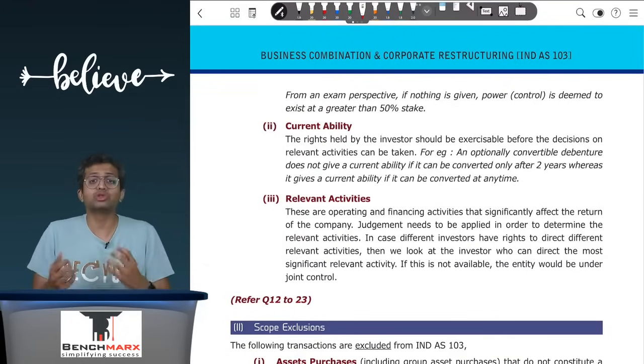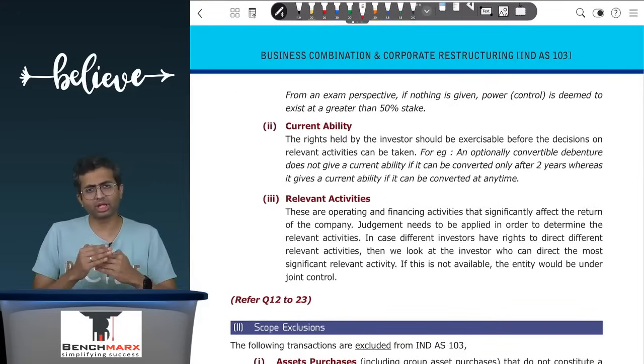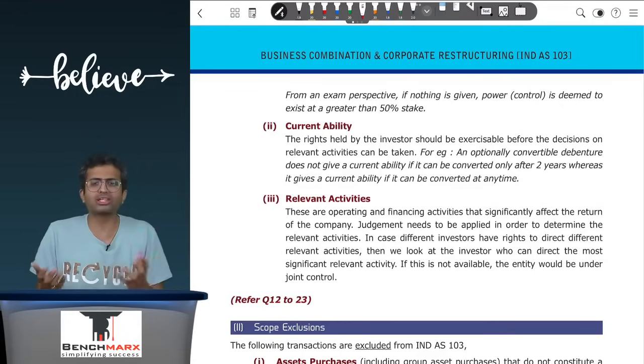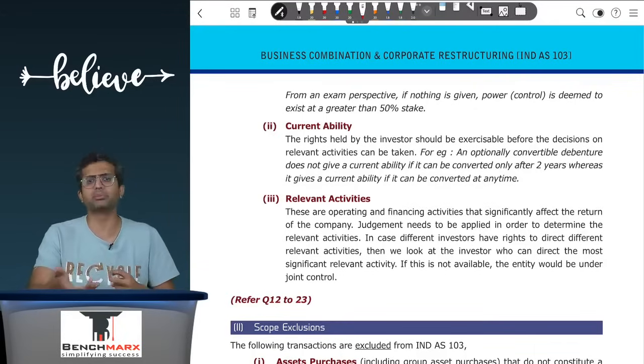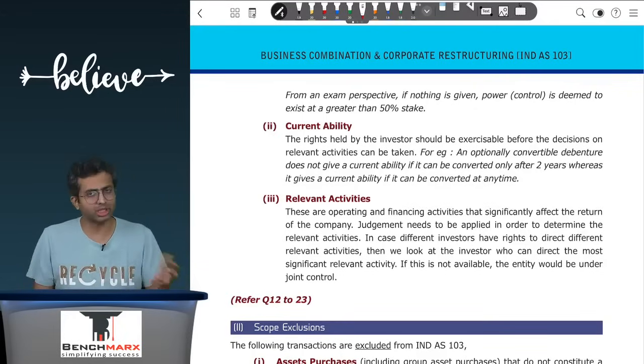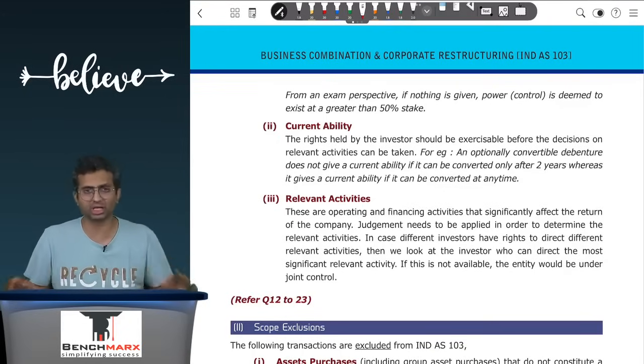Second, there has to be a current ability. Current ability means if there is a convertible debenture which can be converted only after 3 years, then I cannot include that convertible debenture into the assessment today because it does not give me the current ability to convert. However, if it can be converted at any time during 3 years, well, then there is a possibility that it gives me a current ability to direct the relevant activities.